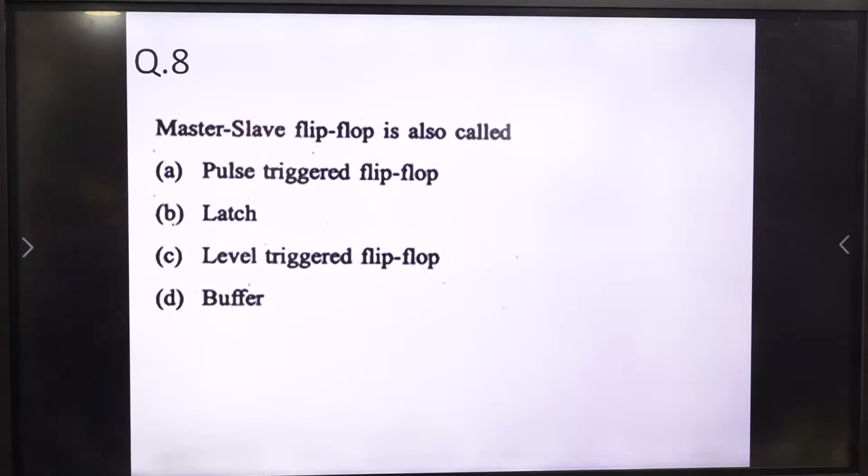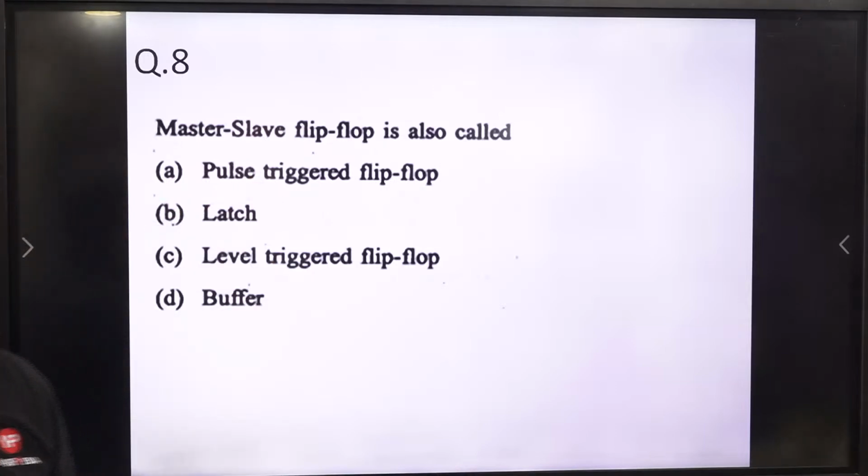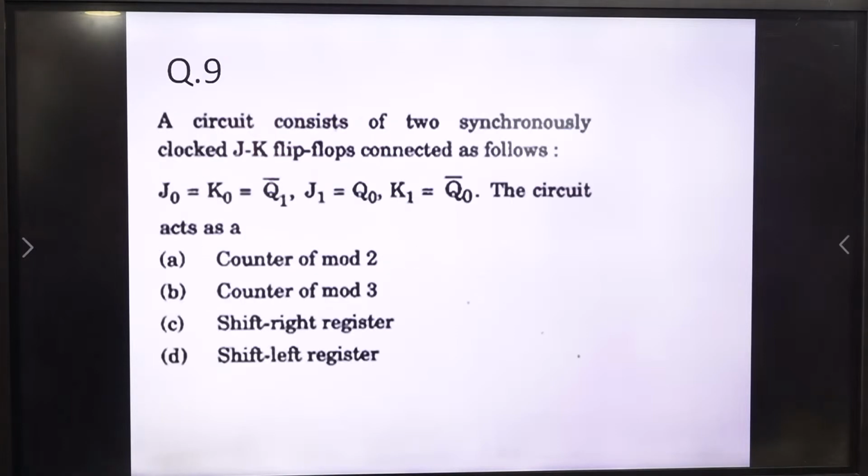So master slave flip-flop is also called pulse triggered flip-flop. It is not level triggered here, it is pulse triggered flip-flop. Remember this point. A is the right answer. So read about master slave flip-flop again and remember this name. Now see the next question. Try to solve this question and tell me the answer.